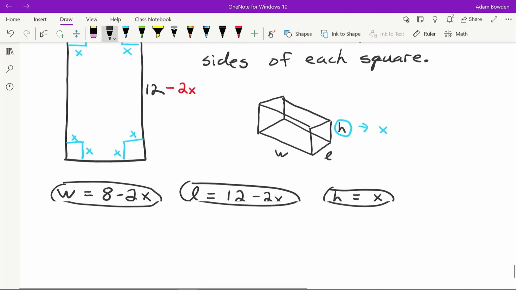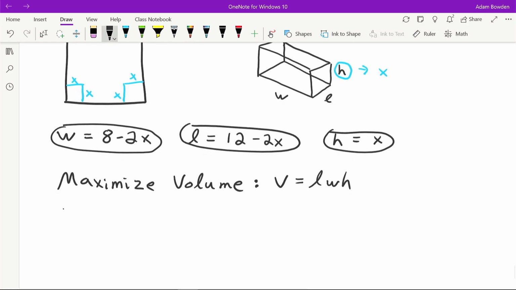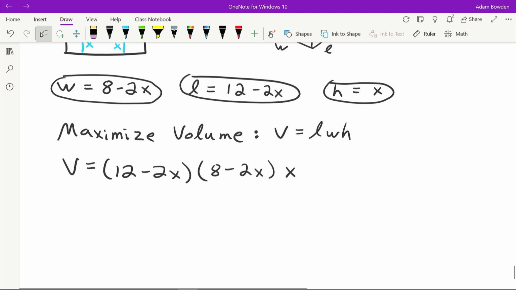That helps us out because we'd like to maximize volume here. Volume of a rectangular box like this one is length times width times height. And so when we plug in everything here, L, we write down 12 minus 2x, W, 8 minus 2x, and H, we'll just put x. We're going to need to distribute and reorganize this thing.